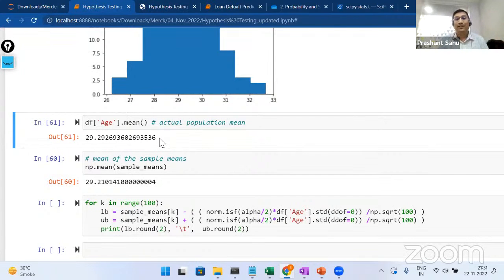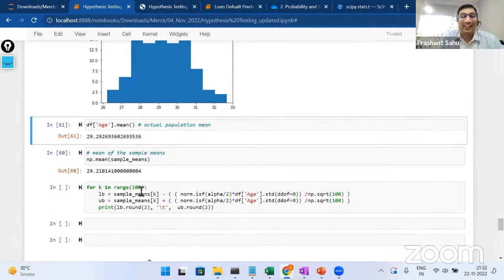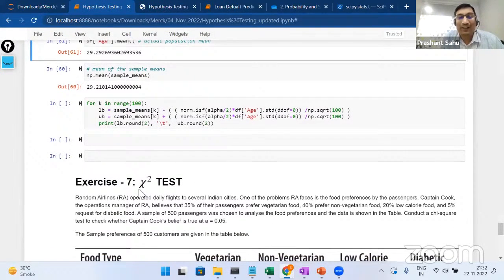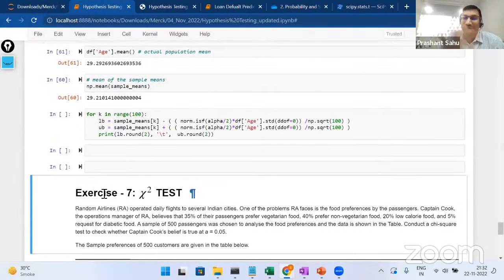But if you try to understand the entire process of hypothesis testing in 1 hour, that is an oxymoron probably. Okay, and this last piece of code, I'll skip the chi-square test for some time later. I'll keep this discussion for later.